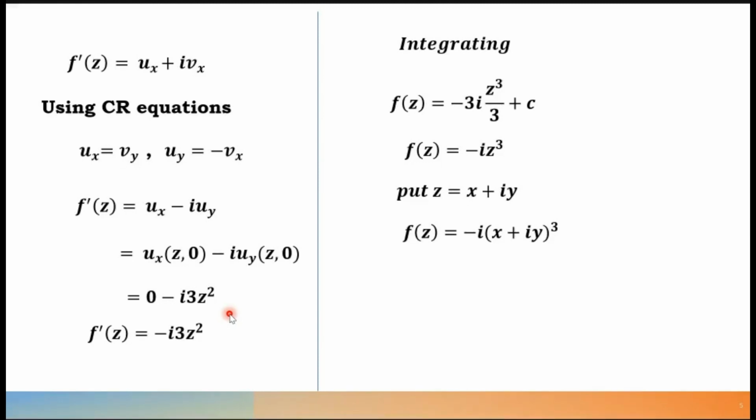तो हमें इसको expand करना है, x plus iy the whole cube, a plus b the whole cube. So a plus b the whole cube expansion is a cube plus 3a square b, or you can write Pascal's triangle and write the formula. a plus b the whole cube is a cube plus 3a square b plus 3ab square plus b cube. After expanding x plus iy the whole cube, collecting real and imaginary part. So first I'm simplifying inside the bracket, or you can take minus i directly inside.